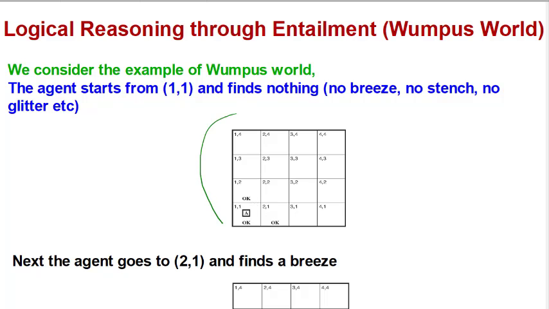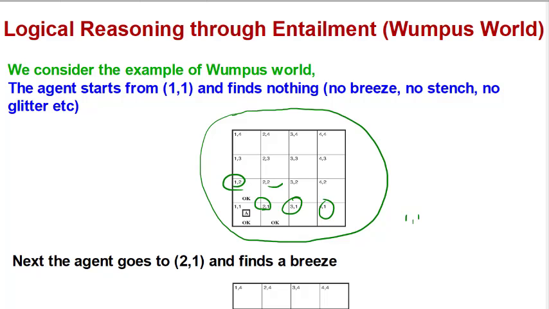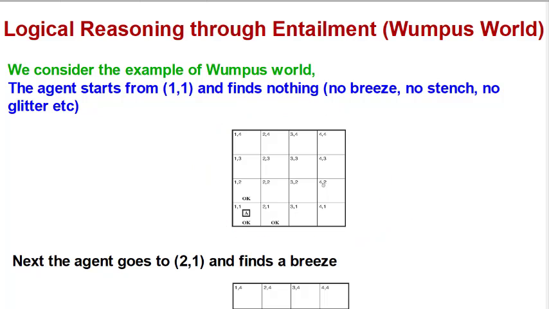This is the cave and there are 16 rooms. Each room is labeled by a number. You can see 1 1, then this is 2 1, 3 1, 4 1, this is 1 2, 3 2, 2 2, and so on. So the agent starts at 1 1. This is the agent A. The agent does not receive any percept, so there is no breeze, no stench, no glitter, etc. So it marks this particular region as safe.